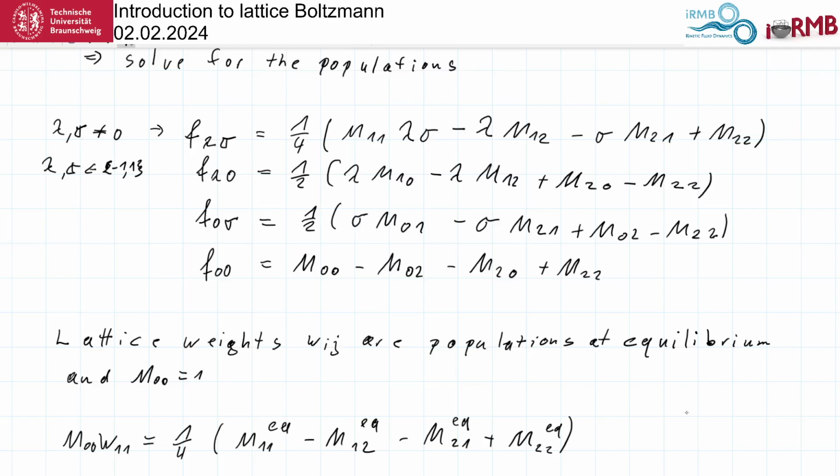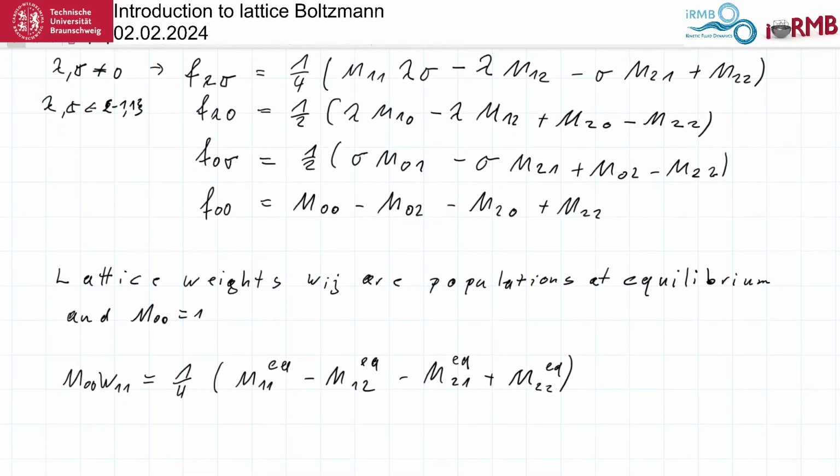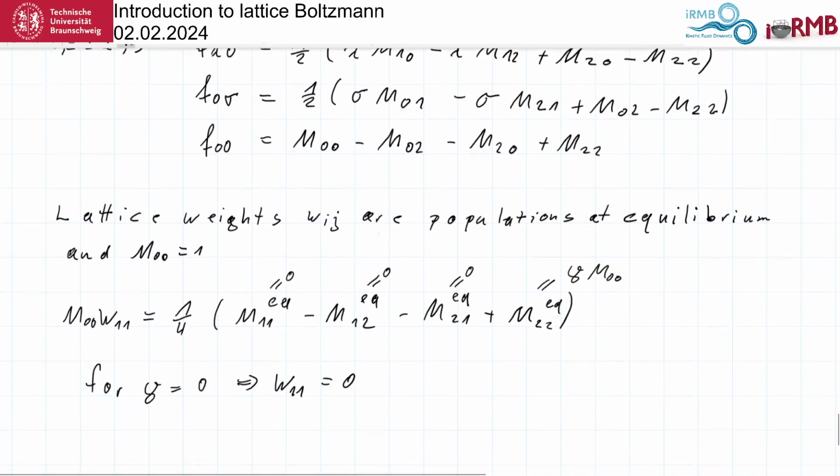So what do we observe? We observe that these guys here are 0, right? So this is what we said before. And this guy here is gamma M00. So this means that if we choose gamma equal to 0, then this weight is 0. Is this nonsense?